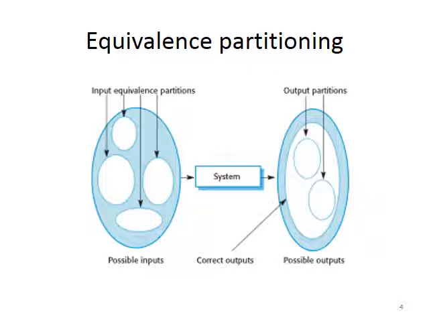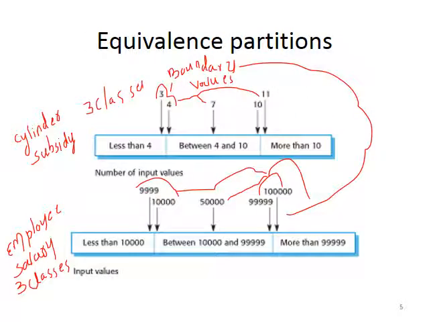As for output partitions, possible outputs can again come under different classes. For example, 5 lakhs will have a different calculation, and that will fall into a different category. 10 lakhs may have a different set of outputs that will come into a different category. Let us consider a few examples of equivalence partitions.